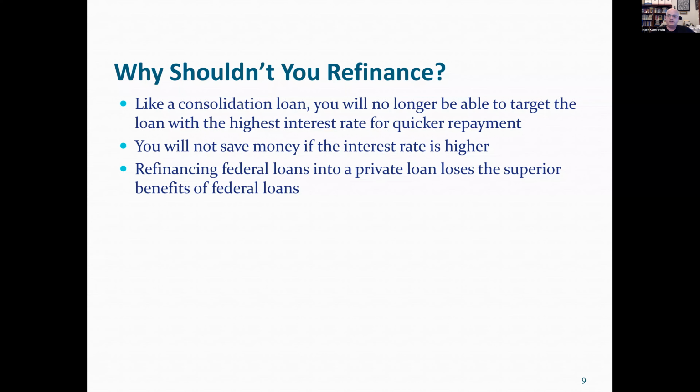So what you need to do is calculate the weighted average of the interest rates on the loans excluding that highest rate loan and compare that to the interest rate that you're offered on the refinance. If the interest rate that you're offered on the refinance is lower, then you're going to save money. If it's higher, you might not.